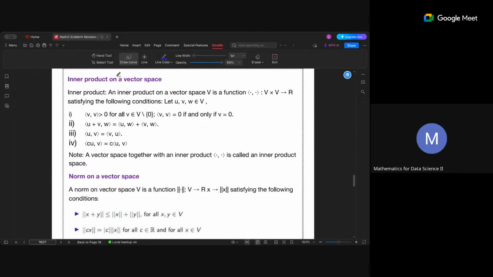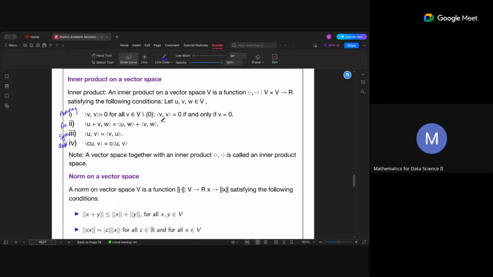And what is an inner product on a vector space? An inner product on a vector space is a function from V cross V to R which satisfies all these conditions. The first one is non-negativity. So the inner product of (v, v) is positive for all non-zero v, and it is 0 only when v is 0. And then you have linearity in the first variable, right? And then you have the symmetric property. You can replace the positions, and then the property of scalar multiplication. You can take the scalar outside, right?